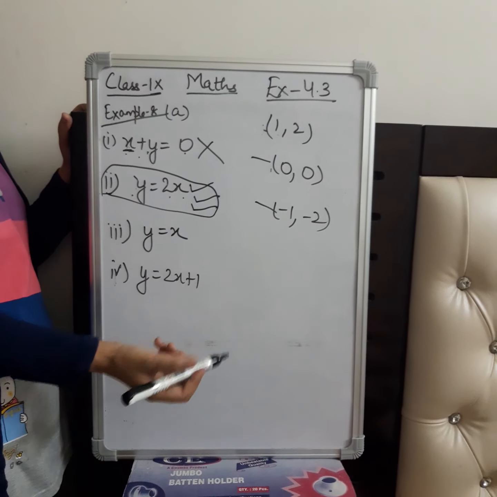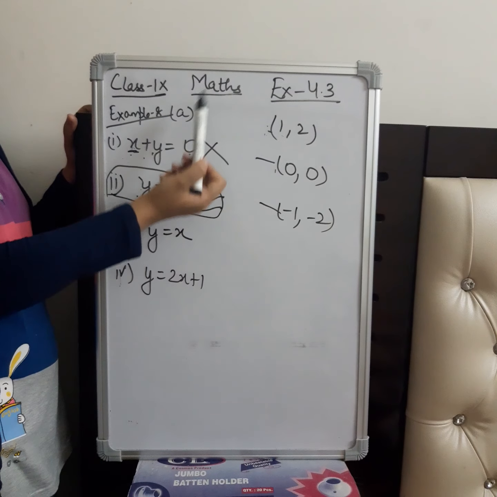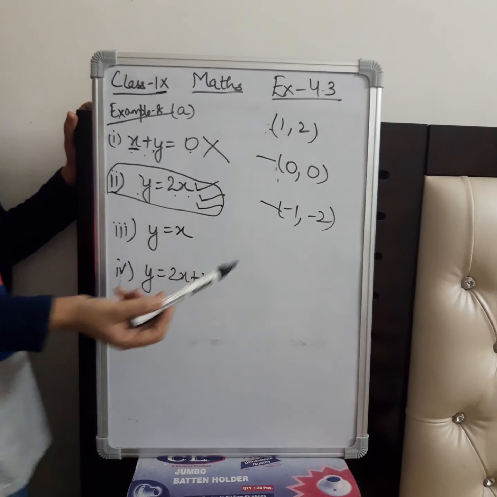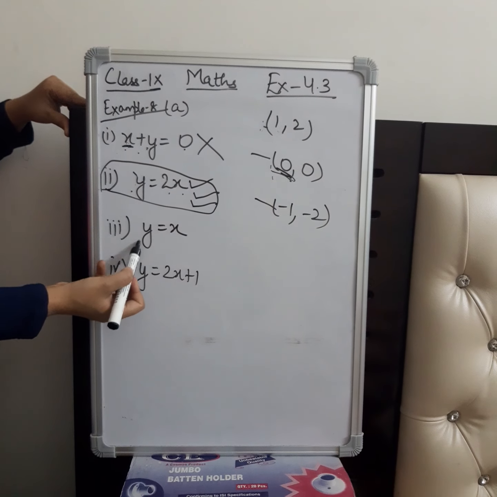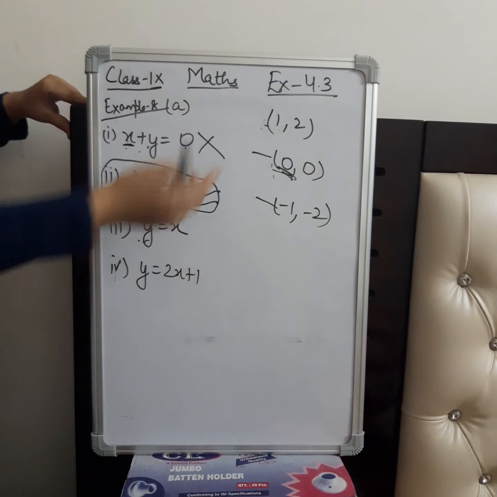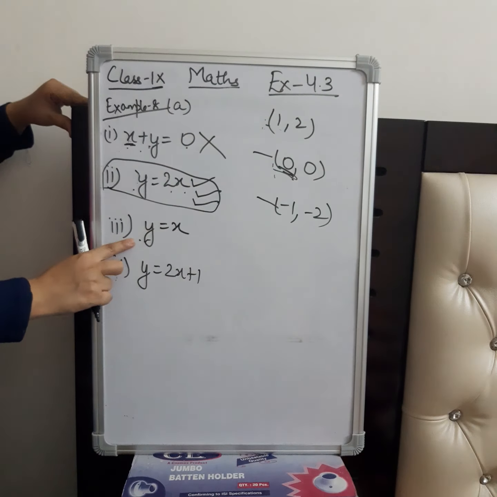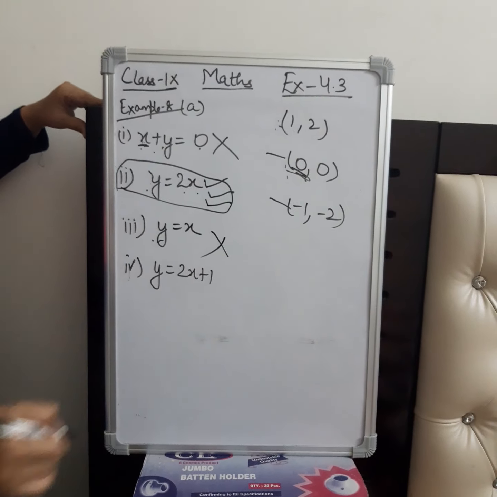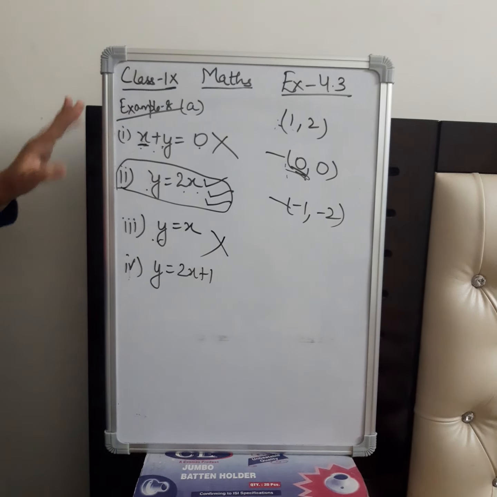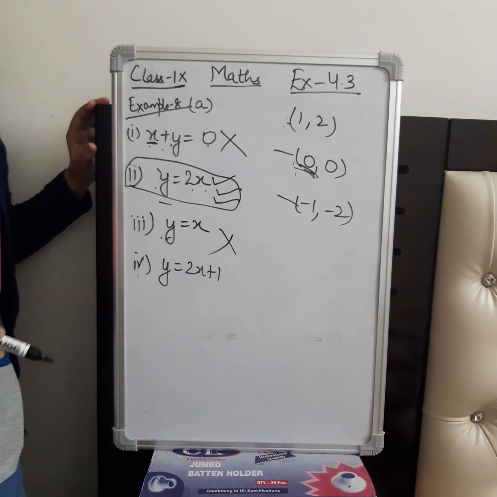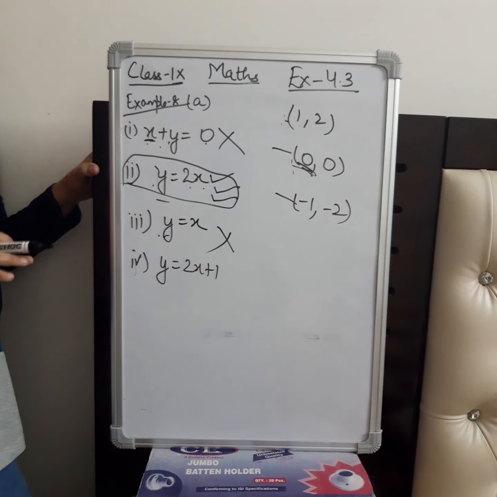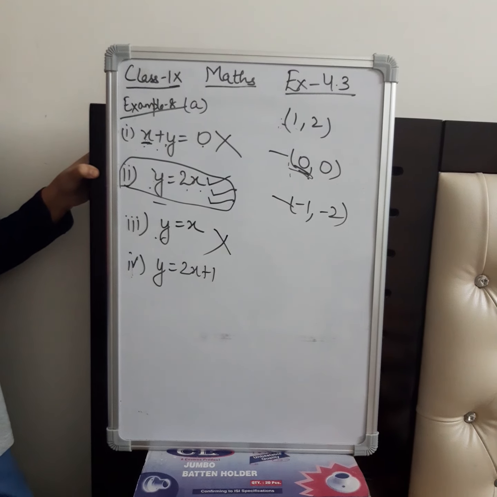And when you have checked that first is satisfying, you have to check second also, third also, because like you can see here, this point is satisfying in this also, but the other two are not satisfying, so this cannot be the option. All 3 points should satisfy the equation. So this is my answer. Similarly you can do other parts also. So this all was about exercise 4.3.